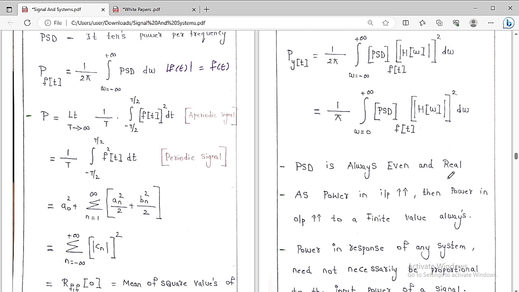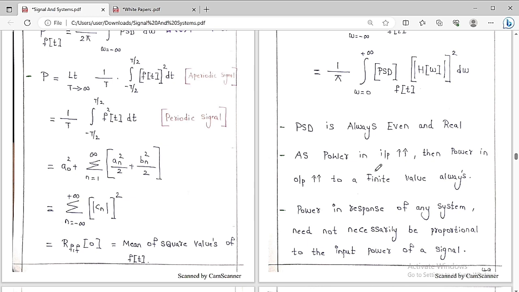So power spectral density is always an even function as well as real. As the power of input increases, the power in the output also increases to a finite value always. After that, it is going to become saturated. So what is the meaning of this?